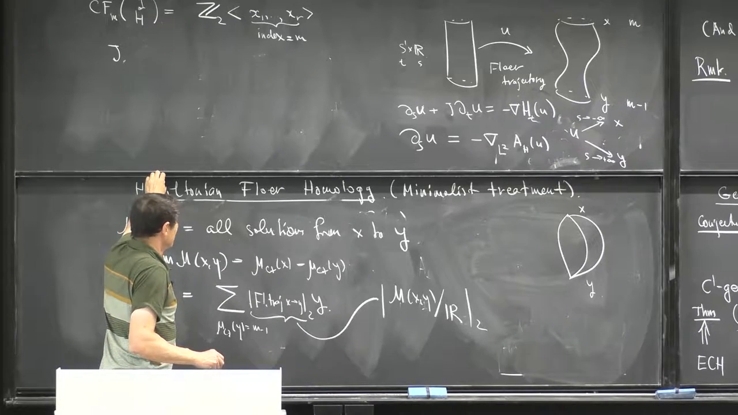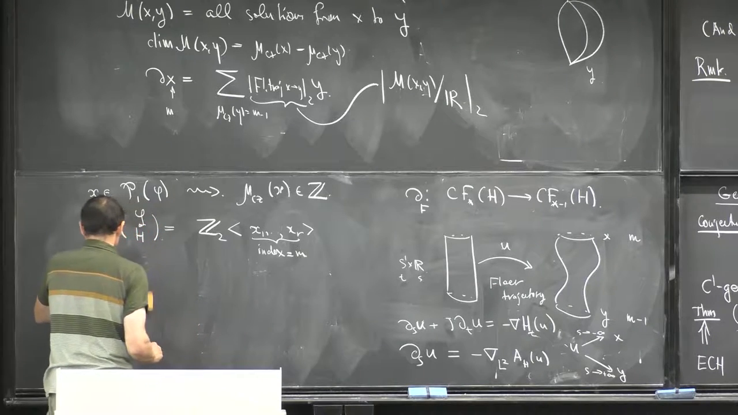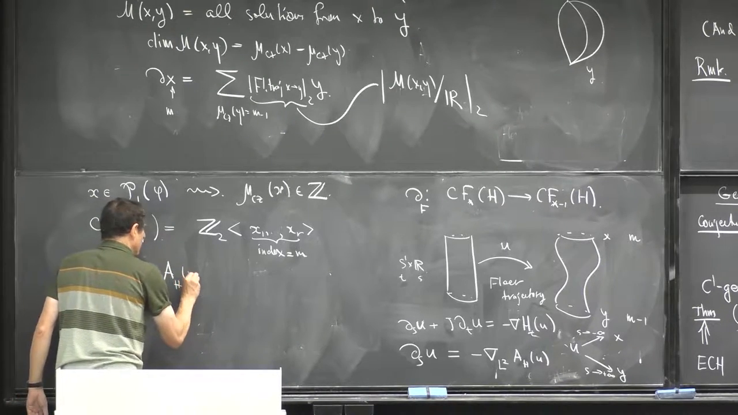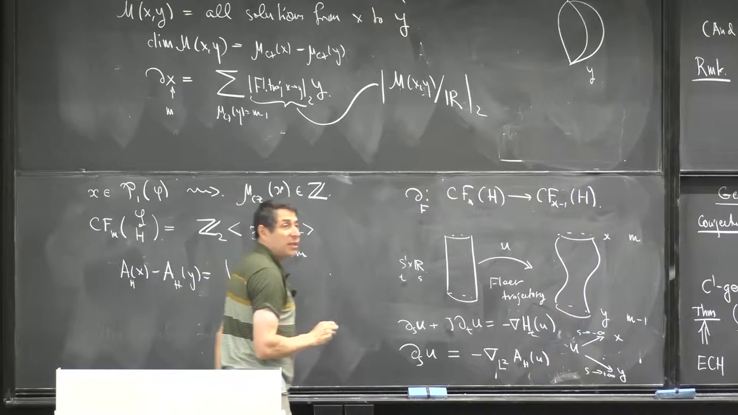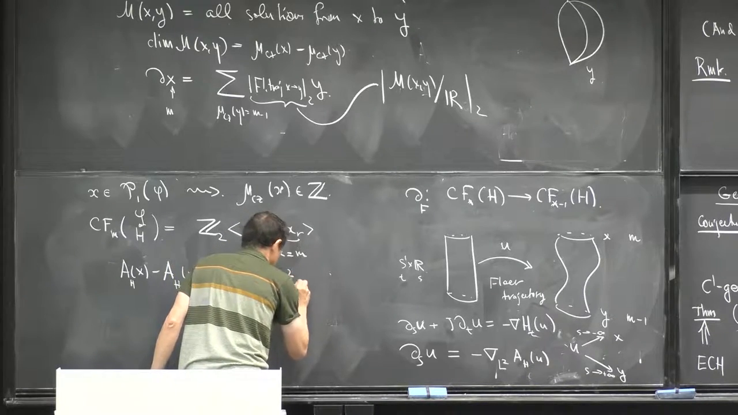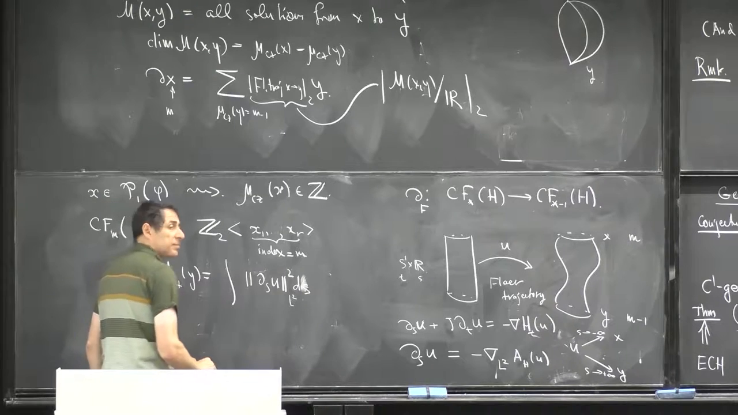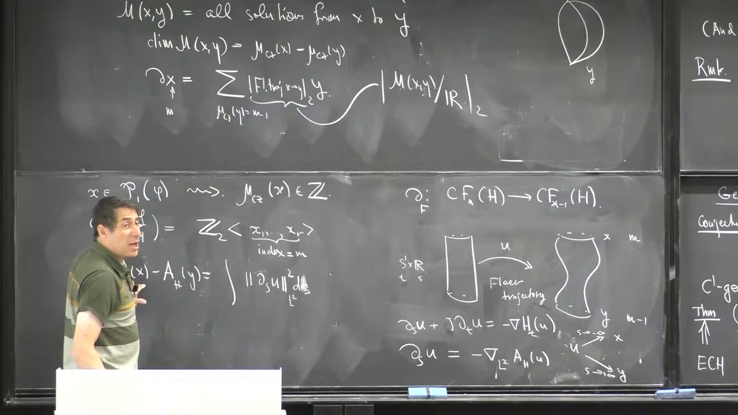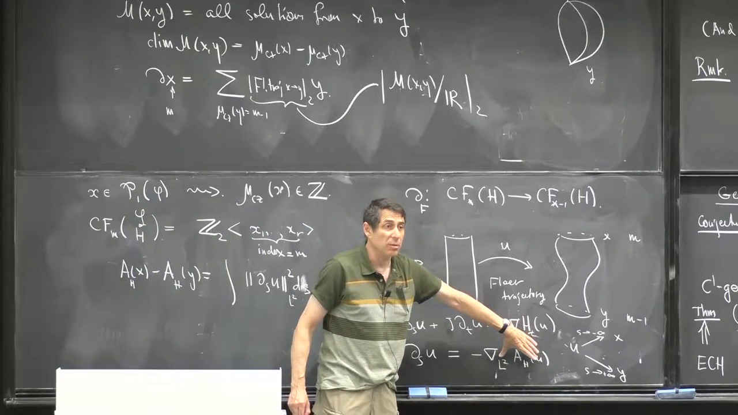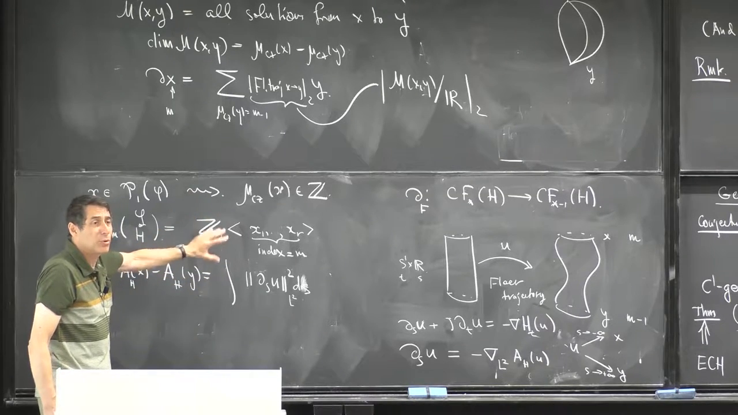All right. So several important facts. One is that the change of action from x to y is equal to the energy of the trajectory. So the action changes exactly by the amount of the L2 norm of the L2 gradient of H integrated along the trajectory. This is also true in Morse theory. This is just a purely formal consequence.